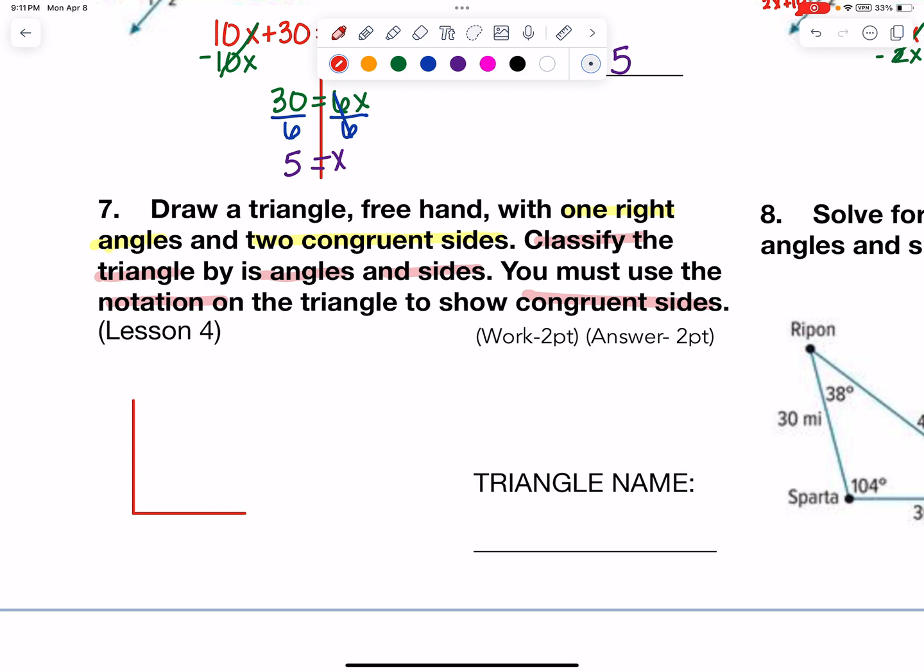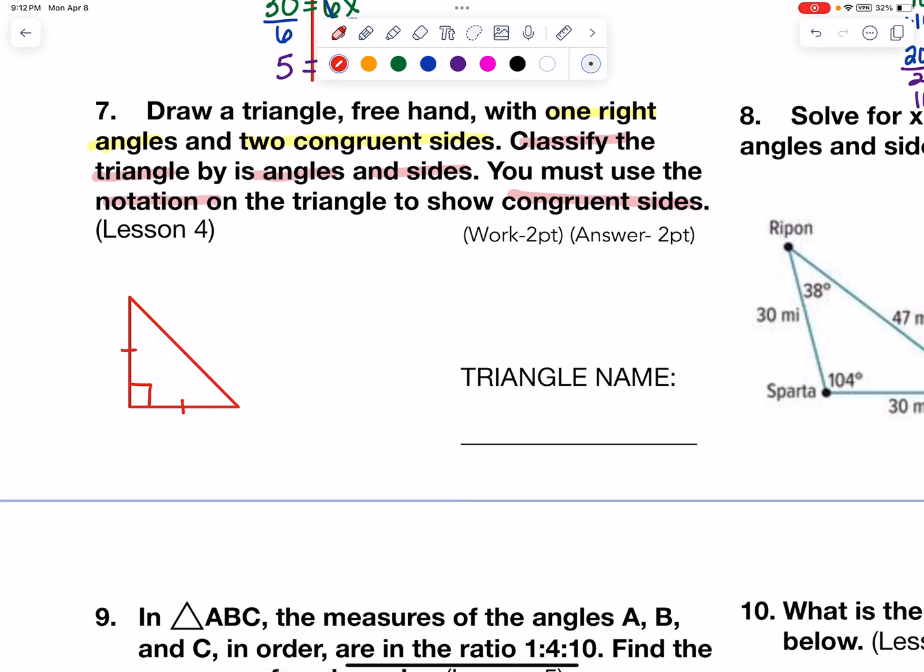And then we can go ahead and connect the 2 points. And then I need to use the notation. So first I'm going to show the 90-degree angle, and then I'm going to put my notation here and here to show that those are the same size. Okay? And so what is the triangle name?